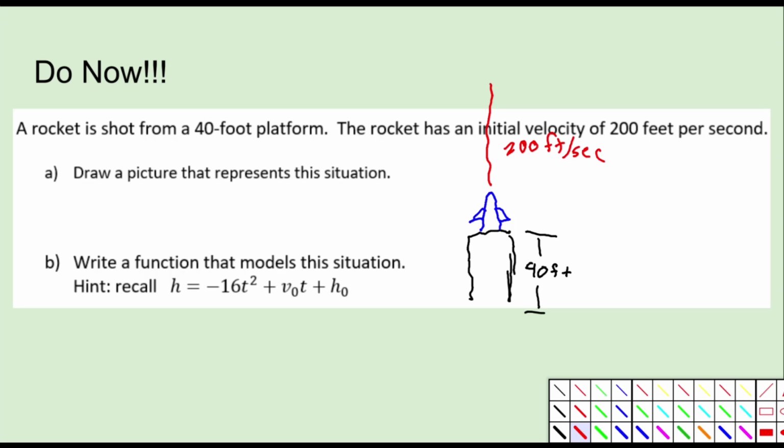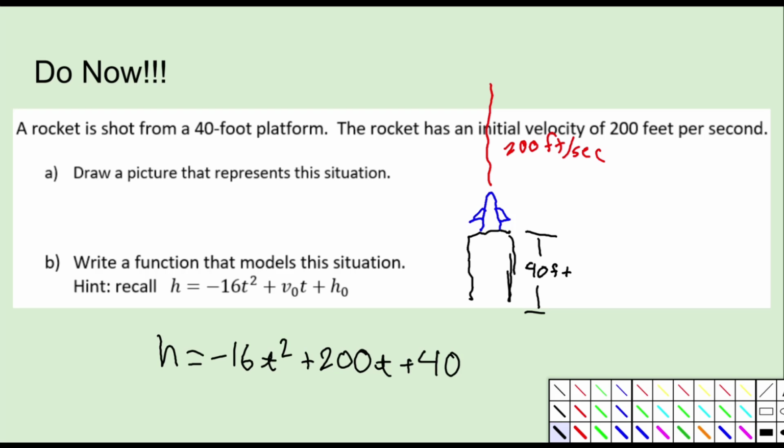So let's write an equation that models the situation. So I need an equation to model the situation. So recall from last chapter, here's our vertical motion problem. So our height is going to be equal to negative 16 t squared. My initial velocity, so we're going to add a 200 t, and we are going to add the initial height. So the initial height was 40 feet. Okay, so that's the equation we're going to use for this problem.